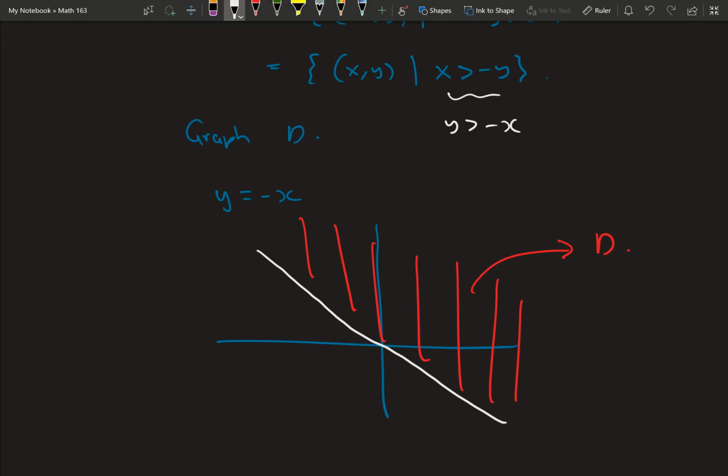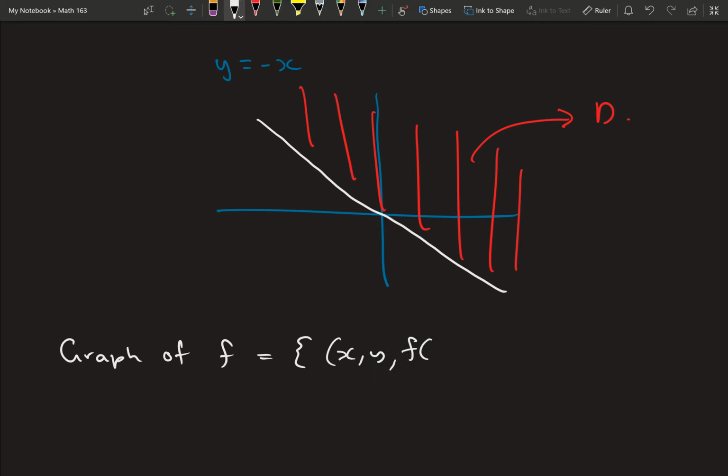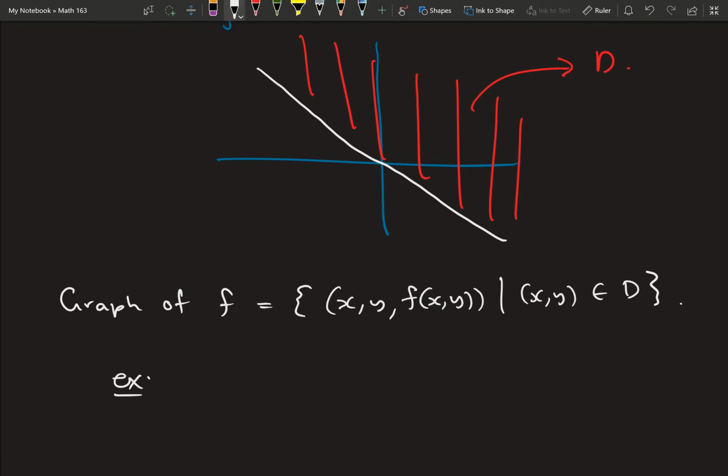So now once you have that, you can consider the graph of a function. So the graph of f, what is that? That is the set of points x, y, f of x, y, where the ordered pair sits inside the domain D. Of course, if the domain is the whole plane, then it's the whole plane. So let's do a couple of examples that we've already seen, but just rewritten in functional notation.